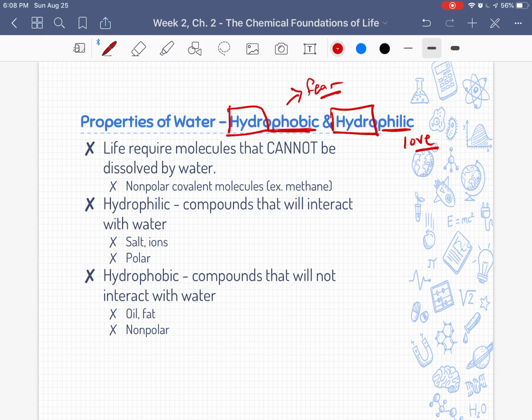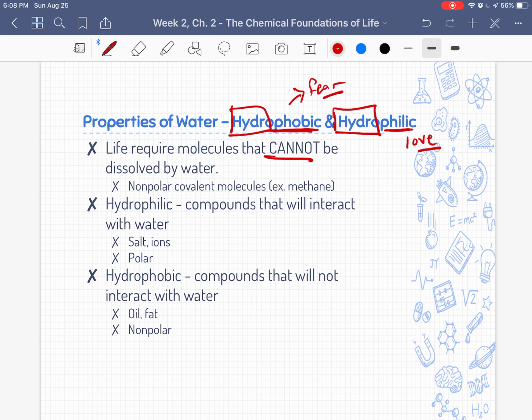So life requires molecules that can't be dissolved by water. It's essential. If everything was dissolved by water, we would literally just be walking. Well, we wouldn't be walking. We'd be a puddle. All right? There would be no cell membrane. There would be no skin because everything would be dissolved by water. So we have to have molecules that cannot be dissolved by water.